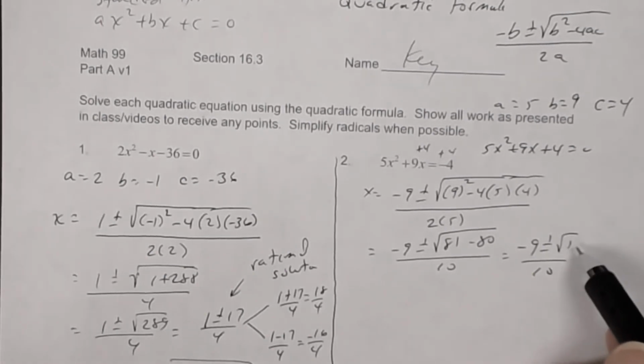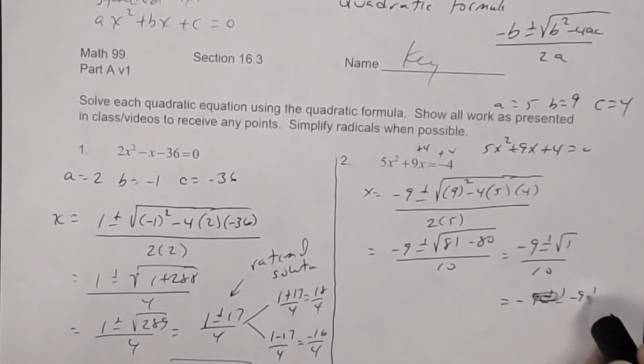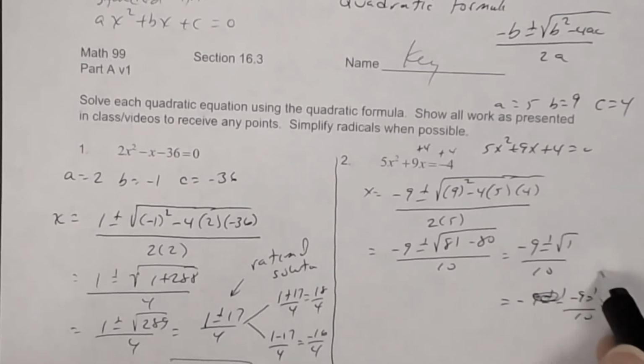What do you remember about the square root of 1? Do you remember that 1's a perfect square, right? So what's the square root of 1? The square root of 1 is 1. So that's negative 9 plus or minus 1. Oops, sorry. Negative 9 plus or minus 1 over 10. So these are rational solutions now.